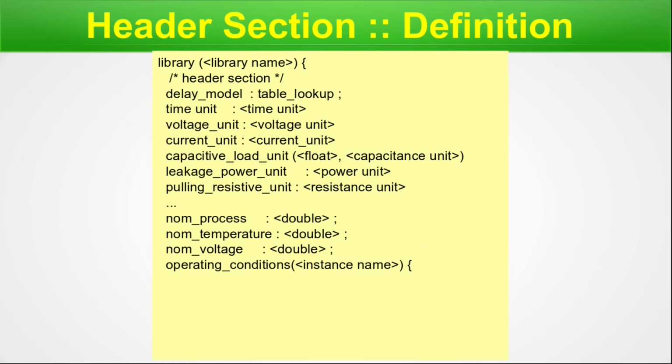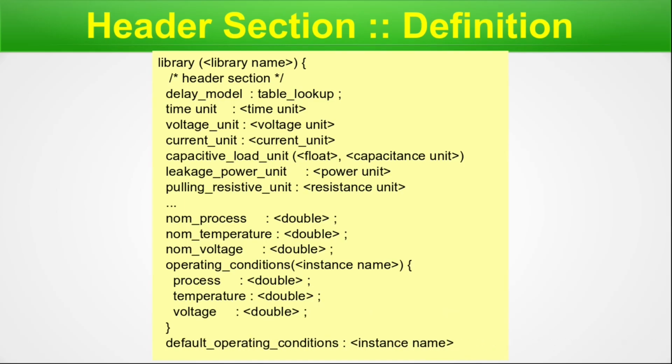In the angle bracket there will be the actual instance name. Process double, temperature double, voltage will be double. We close the operating conditions here, and for default operating conditions there will be an instance name. So this is the kind of detail a header section will contain. Sometimes in the library file there could be some additional name tokens. In that case you have to interpret by the name and the meaning. I am done with this particular slide, so let's move on.